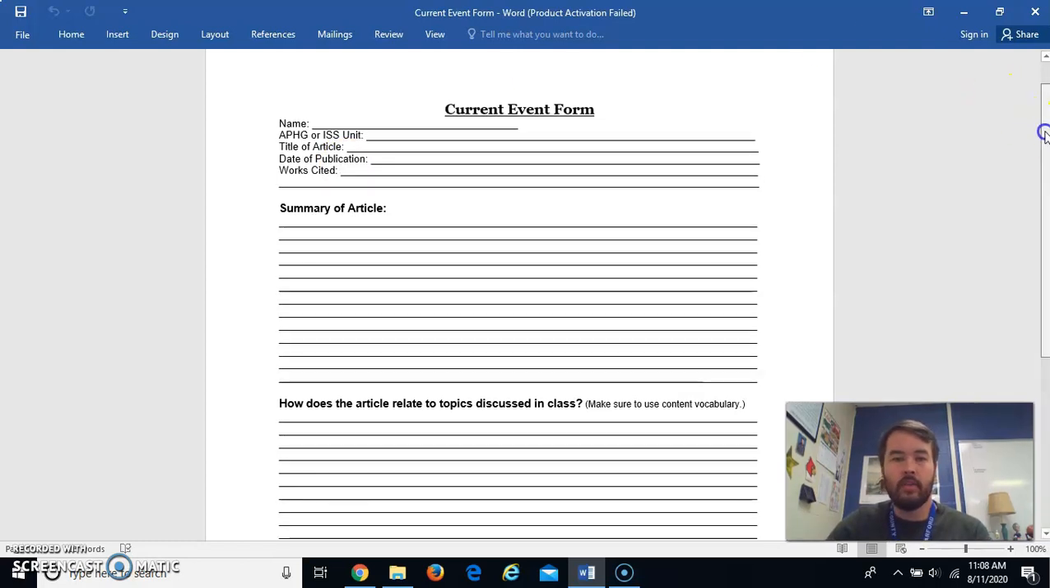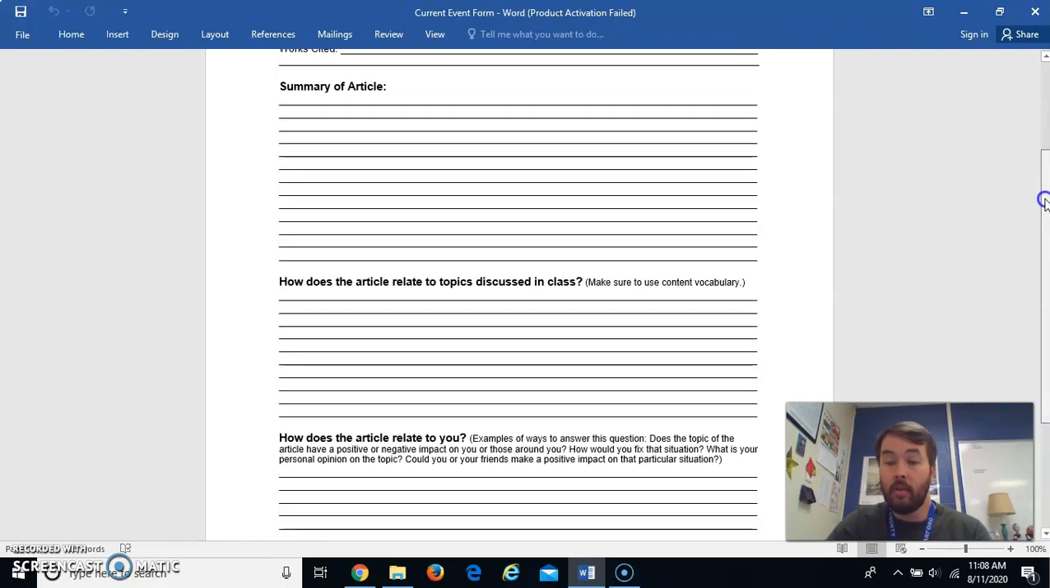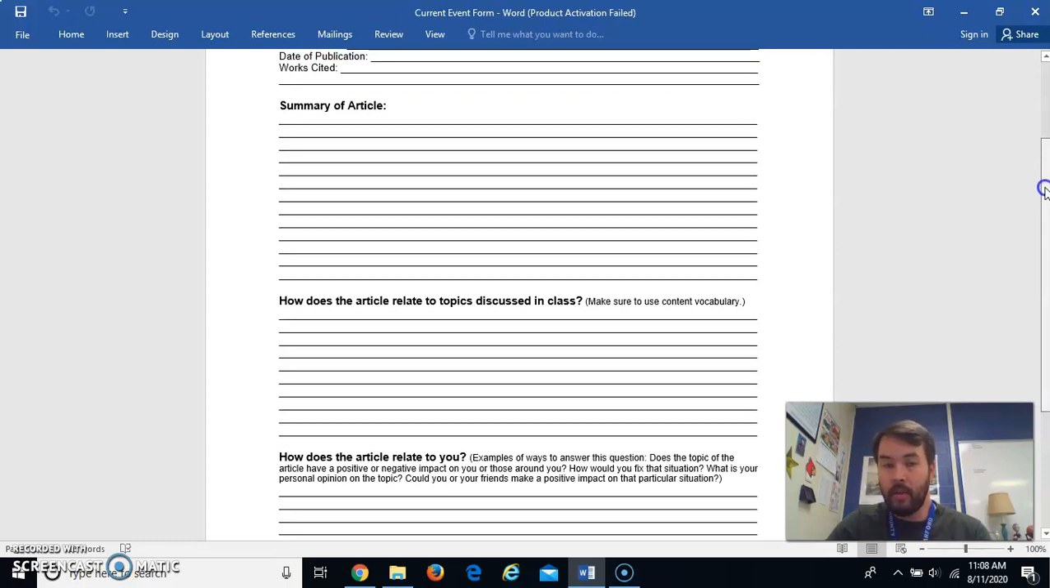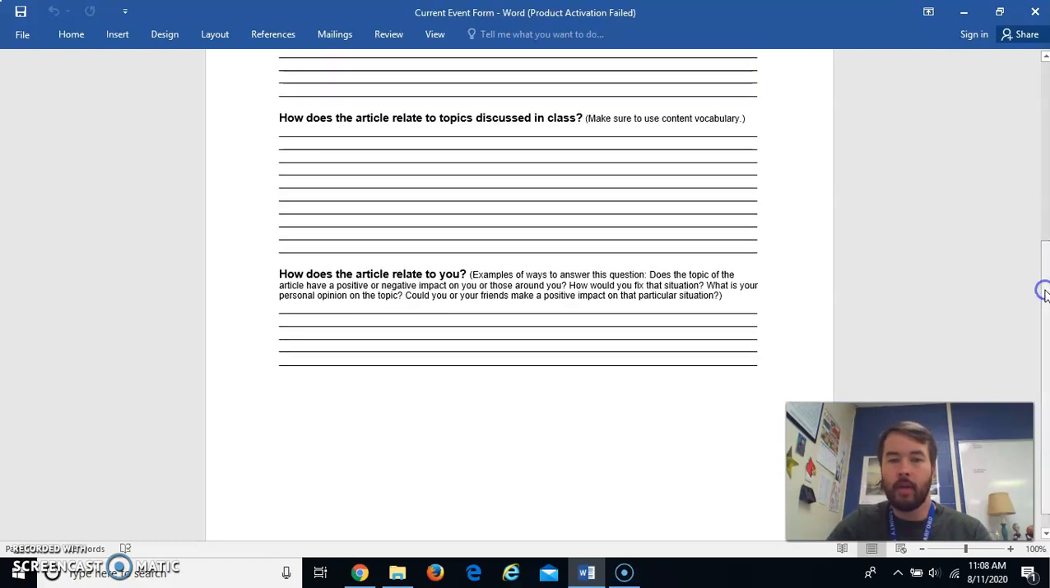So look at this form. Summary of the article. So what's the main points of the article? It's not just rewriting the first paragraph. It's what is the article about? How does it relate to class? This is the part that trips a lot of people up. Make sure that you use content vocab.